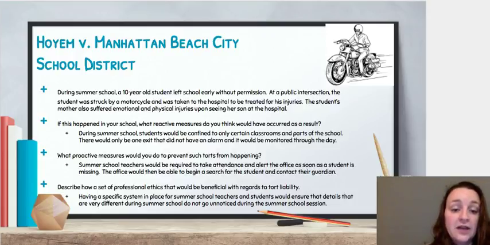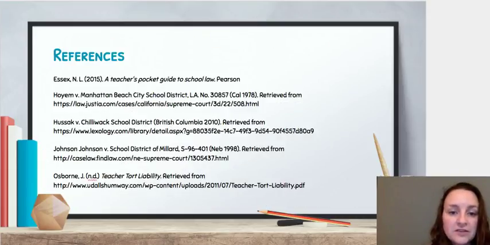And then professional ethics, I think it would be important to have a specific system in place for summer school. That way you have these guidelines, and anybody who's coming into summer school as a student or a staff member would fully understand the expectations, but also feel like the rules and procedures are very clearly outlined, which helps protect everybody in this situation.